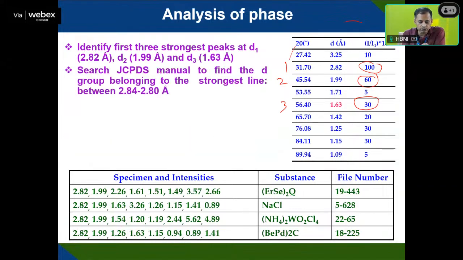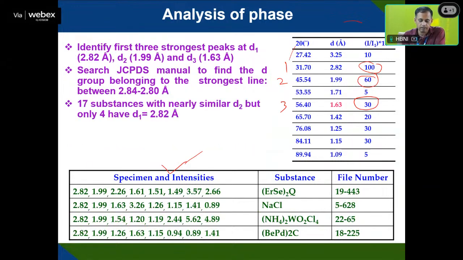Then you search the JCPDS manual to find out which component, which compound, the D spacing belongs to. You can see here, these are the things that I get from the JCPDS database. This is the XRD pattern which I got. I have about 17 substances that have nearly similar D2, but only 4 have D1 of 2.82. You can see, only these 4 have similar D1 spacing: 2.82, 2.82, 2.2.